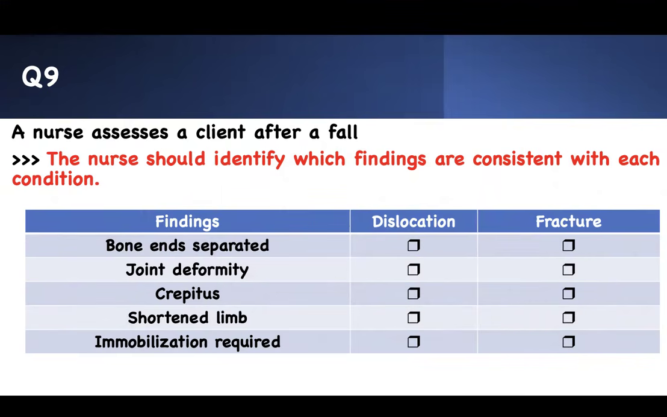Please know this concept. Bone ends are going to separate. Think about it. A fracture will cause the bone to separate. Joint deformity is associated with dislocation because there's no fracture. And the crepitus means if you push on the joint or the bone, it's going to make a sound, mostly if it's fractured. If it fractured, the length is going to be uneven, therefore shortened. And which one do we got to immobilize? Both of them. Because they dislocated and fractured, we should not let them move anymore. That's the way you answer this question.